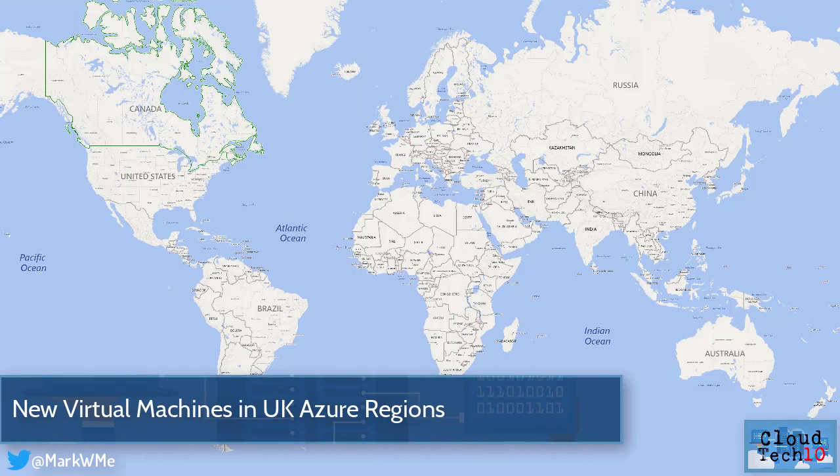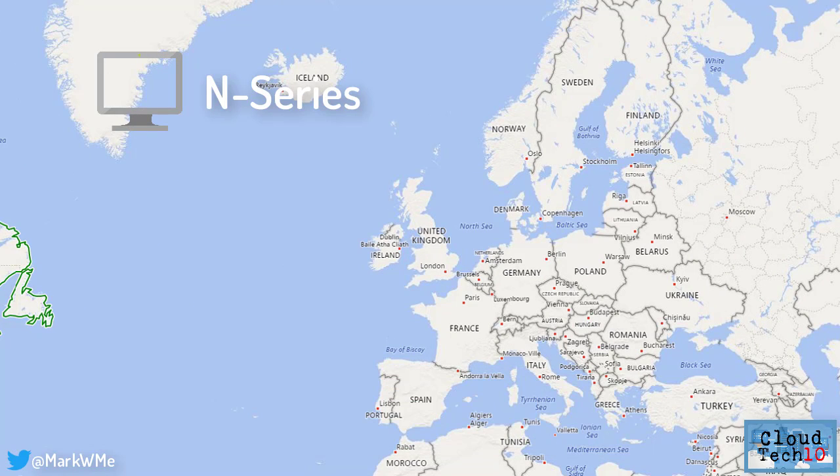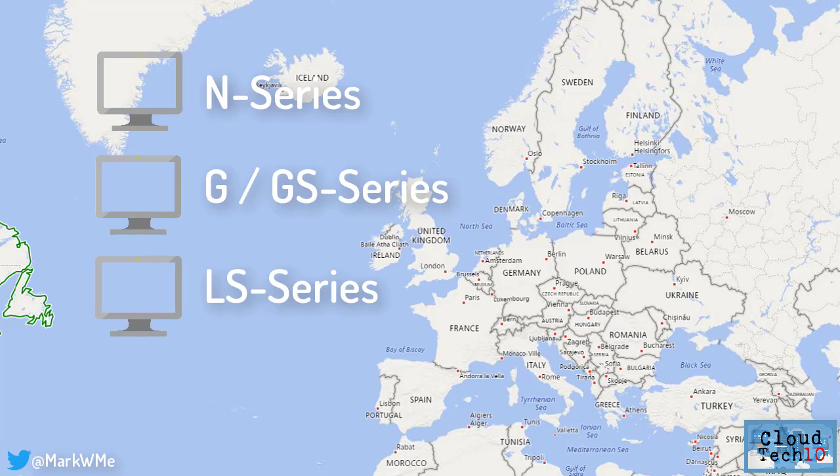New virtual machine offerings are now available in the UK Azure regions. The N series of virtual machines, which feature NVIDIA GPUs, the powerful G and GS series featuring virtual machines with up to 32 cores and 448 GB of memory, the LS series, which is optimized for low latency storage, and the H series, which focuses on compute-intensive workloads and features RDMA network support.